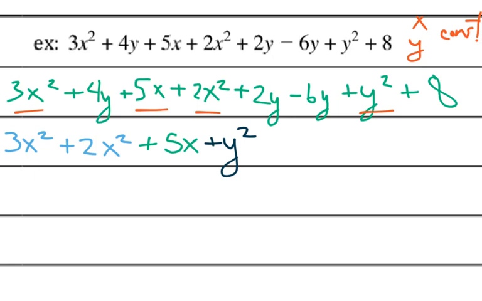I move on. I still have y, and I have 4y, 2y, and then minus 6y. So here's plus 4y, plus 2y, and then make sure you don't forget about the subtraction symbols out front. I look, I see all my x's have been dealt with, all my y's have been dealt with, and that leaves me with just my 8.